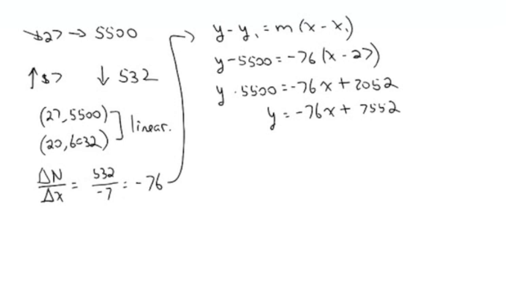Alright, did I tell you what to call this function? Write a function f of x. So this actually gets turned into f of x is equal to negative 76x plus 7552.